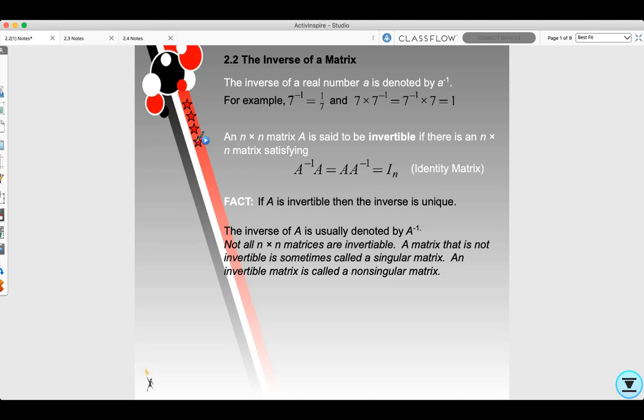Not all n by n matrices are invertible. A matrix that is not invertible is sometimes called a singular matrix. An invertible matrix is called a non-singular matrix.